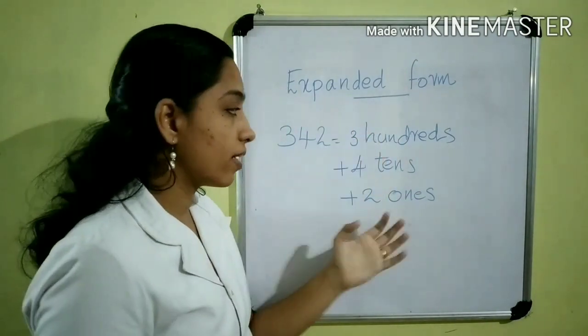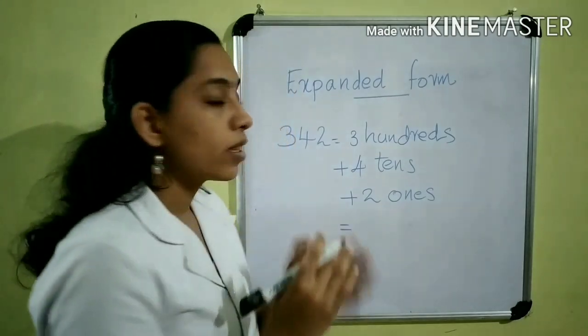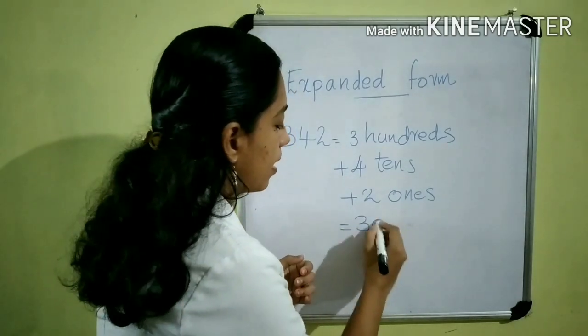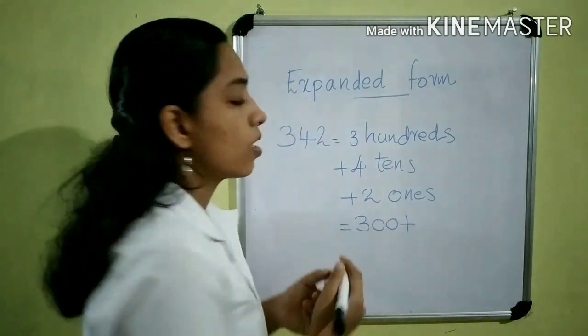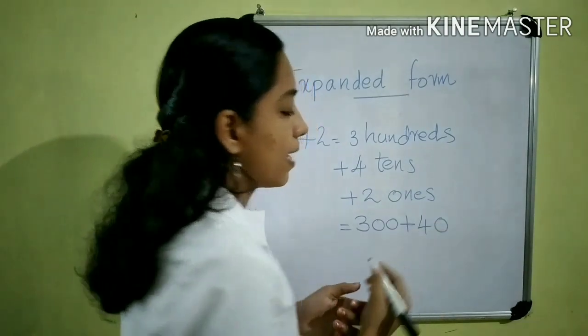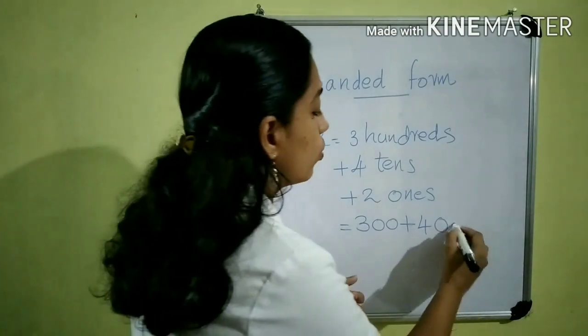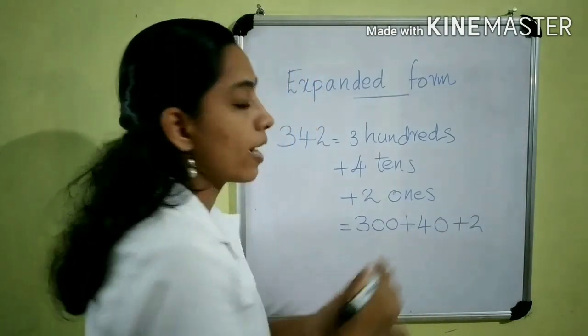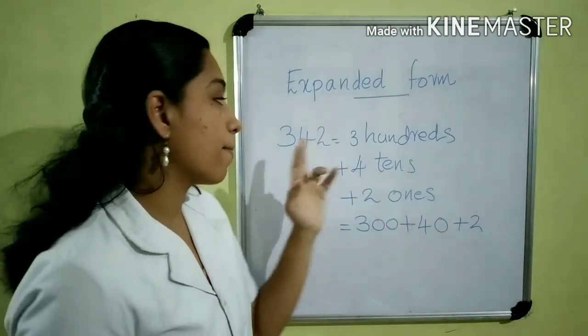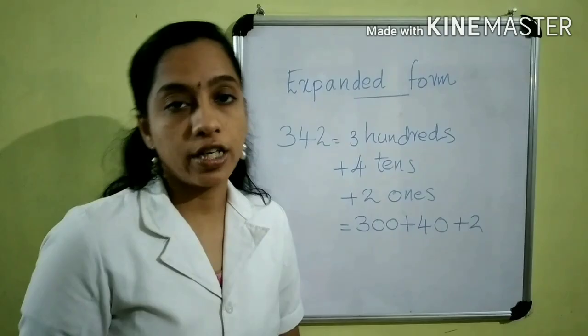We can simplify this as 3 hundreds is equal to 300. Then plus 4 tens is equal to 40, plus 2 ones equal to 2. So 300 plus 40 plus 2. This is the expanded form of the number 342.